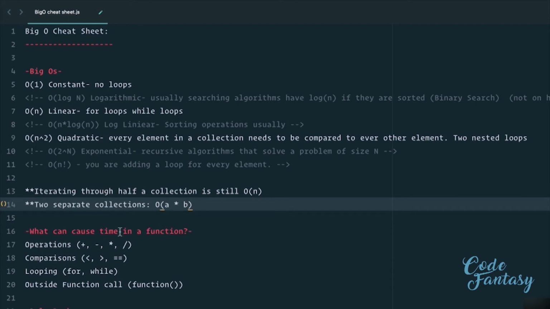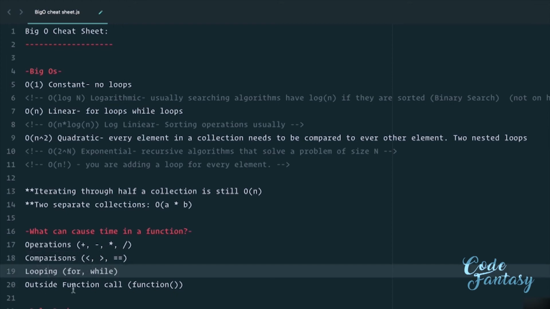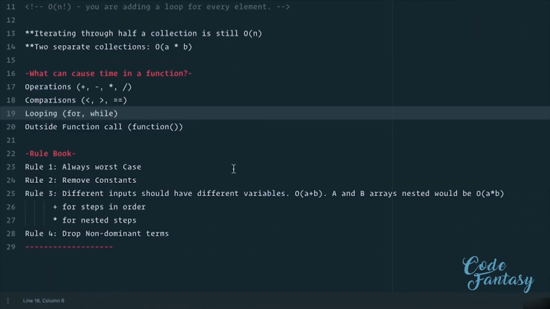And just to keep in mind what causes time in a function, because that's what we're measuring right now: operations, comparisons, looping, we know that takes a while, and things like outside function calls when you have a function inside of a function. And then finally, we talked about our rule book.